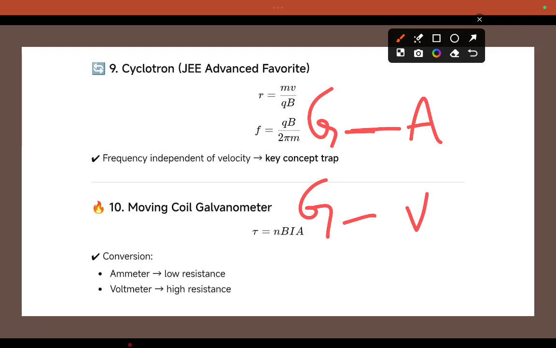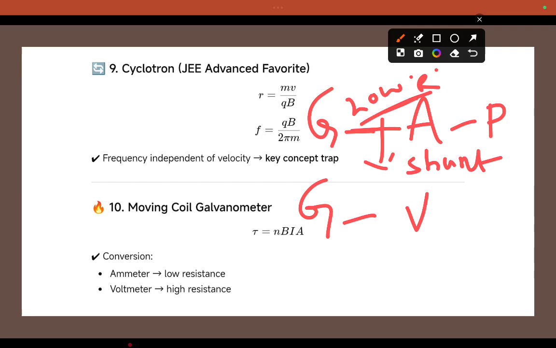Galvanometer will be converted to ammeter when adding low resistance in parallel. This low resistance we call a shunt. That means galvanometer can be converted to ammeter by adding low resistance, called a shunt, in parallel. Galvanometer can be converted to voltmeter by adding high resistance. High resistance in series is nothing but conversion of galvanometer to voltmeter.